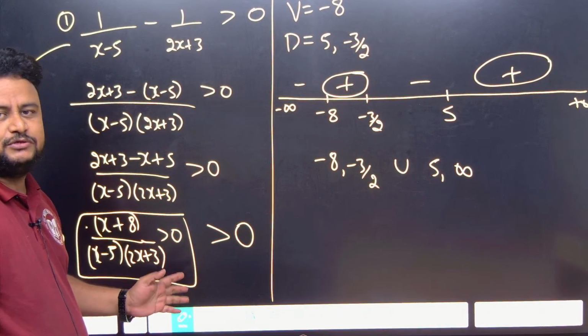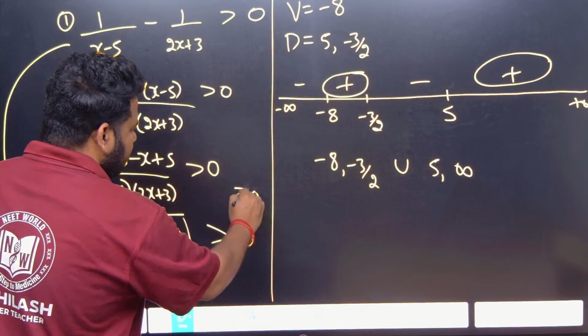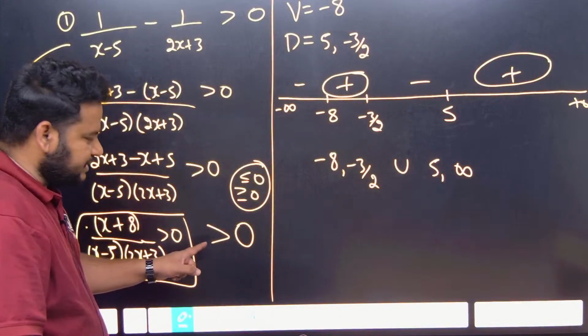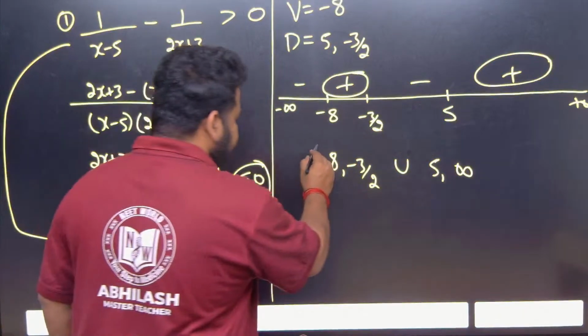We should use what? We should use open interval, only when it is what? When we are having greater than or equal to 0 or less than or equal to 0, the vanishing points will have the closed interval. Here it is strictly increasing, there is no equal sign, that means we should put open interval.